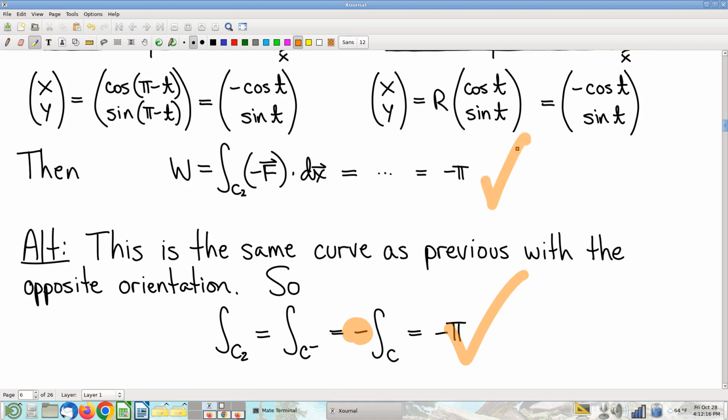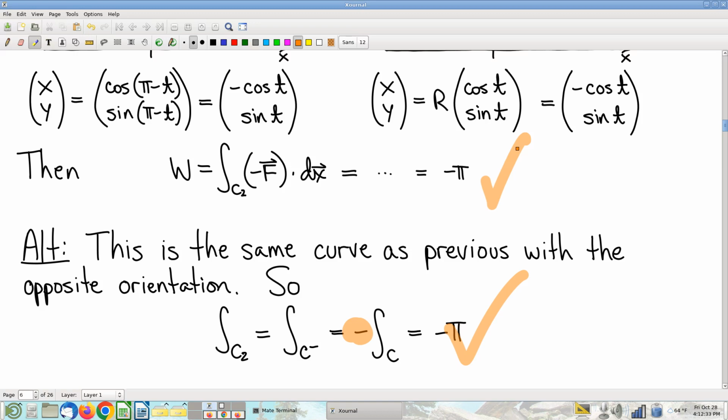Same result, right? So in some sense, you don't even have to parameterize anew. You can use your existing parameterization and just realize exactly how wrong it is. It's exactly wrong by a minus sign. We're done. That's really the best solution in this case.